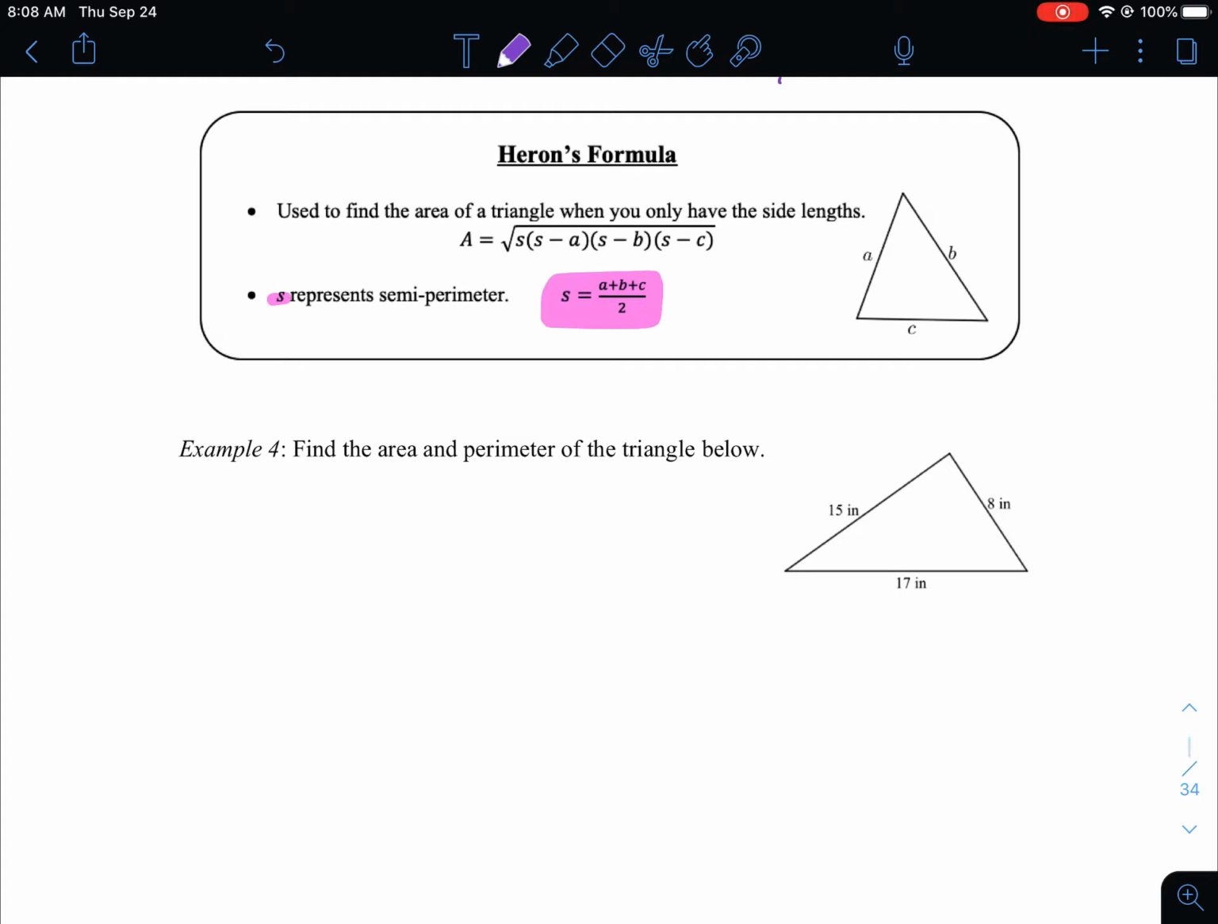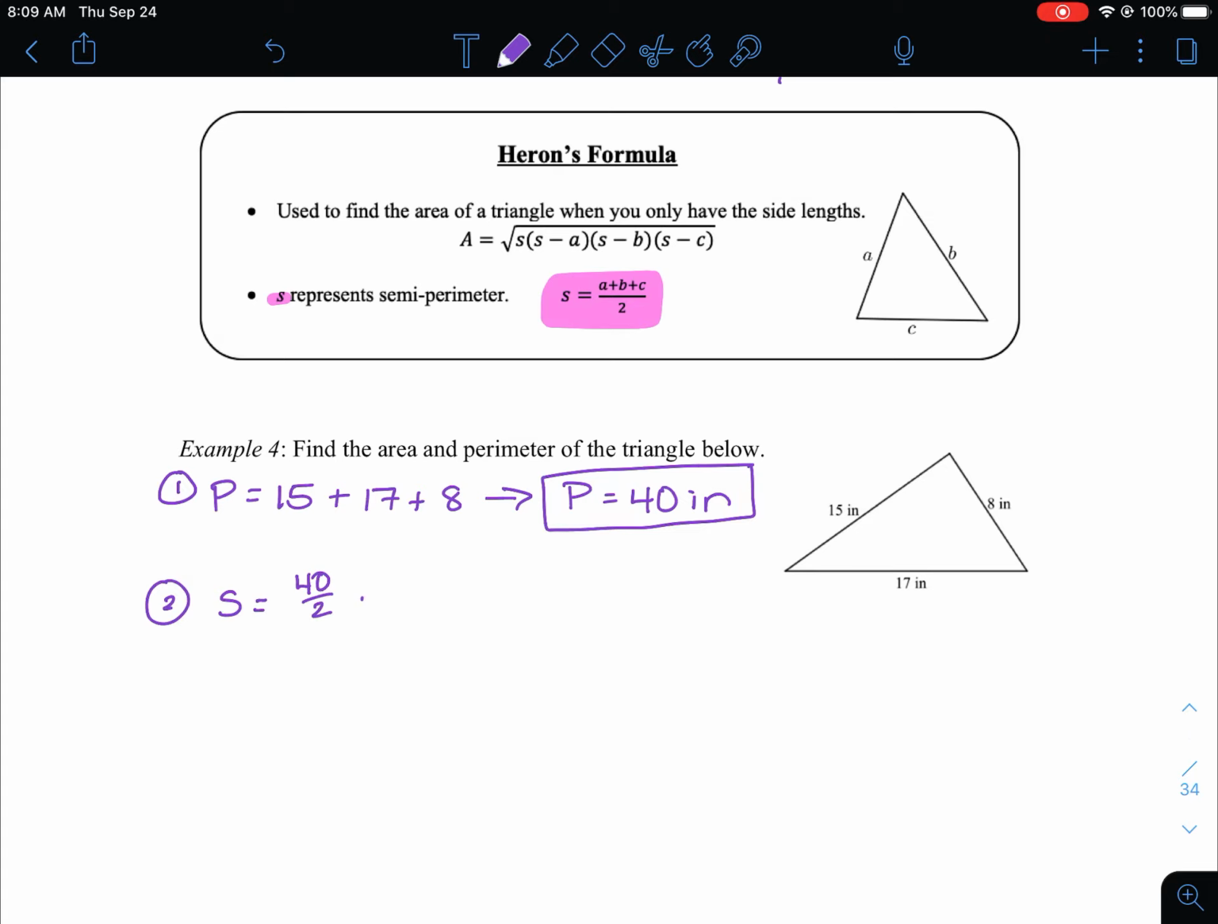Let's use this for example 4, which says find the area and perimeter of the triangle below. Since they just gave me the 3 side lengths, I'm going to use Heron's formula. I need to find S, and S is half of the perimeter, so I'll find the perimeter first. Adding up all the sides, 15 plus 17 plus 8, the perimeter is 40 inches. Now S is half of 40, or 40 divided by 2, so S is 20. Now we have all the information to find the area.